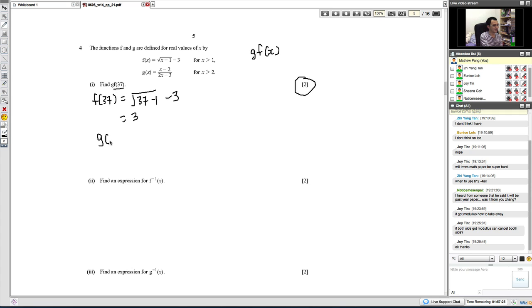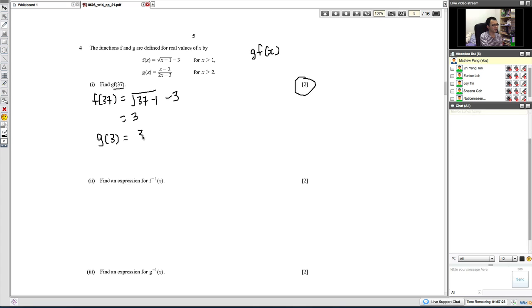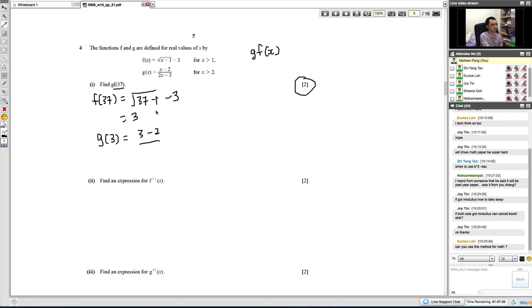That means I find g(3). g(3), that means 3 minus 2 over 2 times 3 minus 6... 6 minus 3. So this is 1 over 3. This is the answer. Alright. Can you use this method for math? Yeah, definitely you can use this method for math. This is the easiest way to solve. Because a lot of students, they were trying to substitute f(x) into g(x) first, then only substitute 37 into it. Trust me, it's going to take you more than 3 or 4 minutes to work out the equation. It's not worth it because it's just 2 marks.